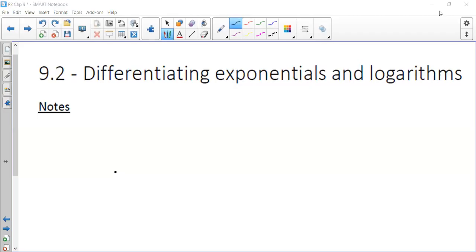This is Pure 2, Chapter 9.2. Last lesson, we looked at differentiating sin x and cos x. Today, we're going to look at differentiating exponentials and logarithms.